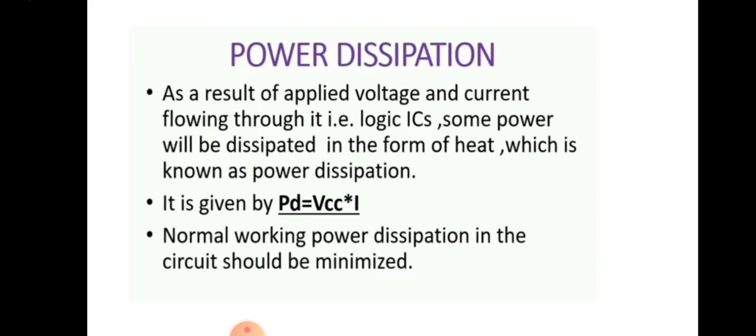Power dissipation is denoted by PD = VCC × I, that is voltage into current. Normal working power dissipation in the circuit should be minimized. So it is very obvious that power dissipation should be low. If the power dissipation is high, it is a disadvantage of that circuit because the power is getting absorbed or drained somewhere. So for a good working circuit, power dissipation should be less or minimized.